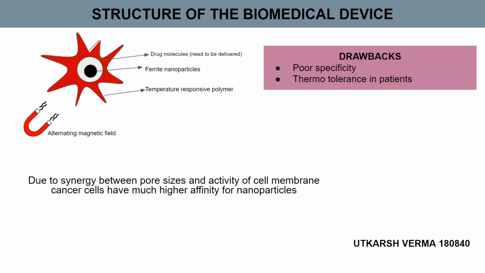So the device I designed is this. There will be a core of ferrite nanoparticles and it would be directed to cancer cells. There will be a second layer which will have the drug to be introduced, or that can kill the cancer cells. And it would also be surrounded by a temperature responsive polymer.